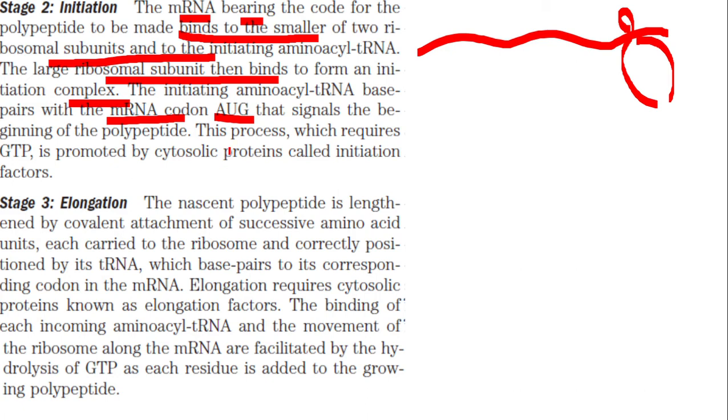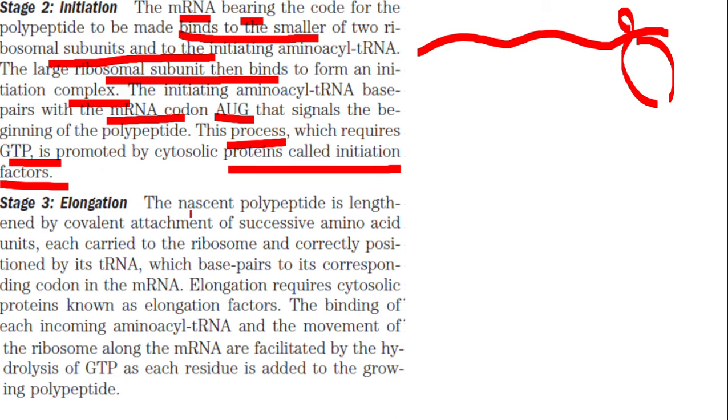And this process requires GTP and also initiation factors. So once the smaller subunit binds with the mRNA, then the larger subunit binds with the mRNA. Initiation codon AUG is in the site and GTP also is present there. Now along with initiation factors, initiation is over.